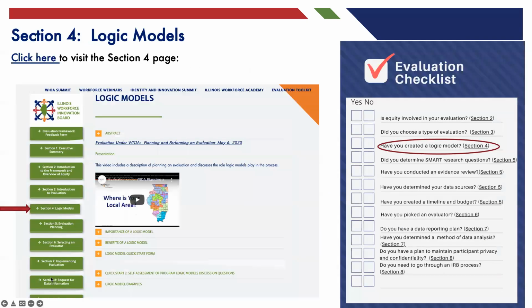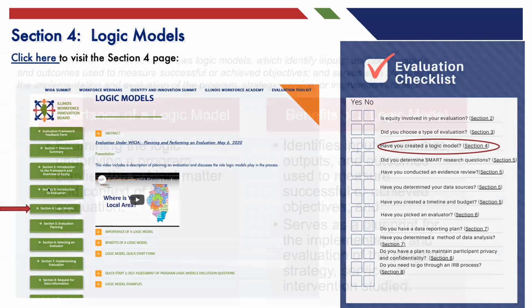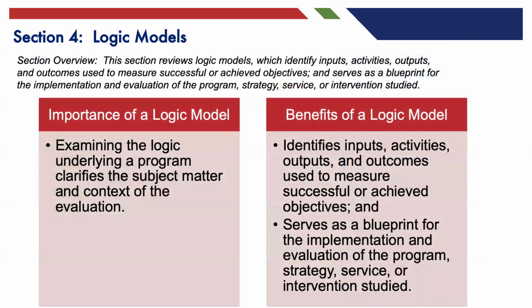The next section of the framework focuses on logic models. So again, you can see this is an important part of the checklist, and it points you to section 4. Now we'll talk a little bit more about what's included in logic models. I think creating a logic model is an important step in any evaluation. We'll show you a couple of examples. It's a visualization of how the resources are used within a program and the expected outcomes and expected impacts.